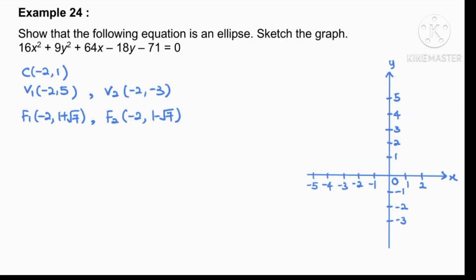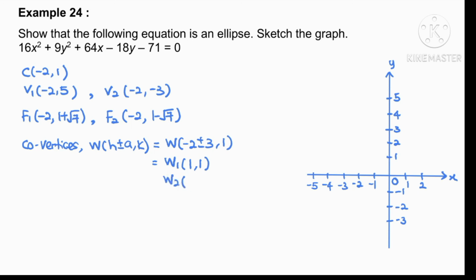Before we start to sketch the graph, let us find the co-vertices. We let them be W, which is (h plus or minus a, k). So here we have W, (-2 plus or minus 3, 1). There are two coordinates here. The first coordinate is W1. We have -2 plus 3 is 1, so (1, 1). And the second coordinate is W2. -2 minus 3 is -5, so (-5, 1).